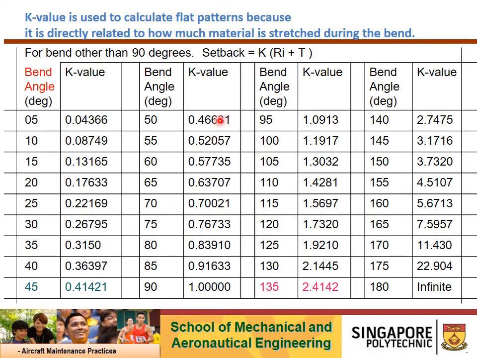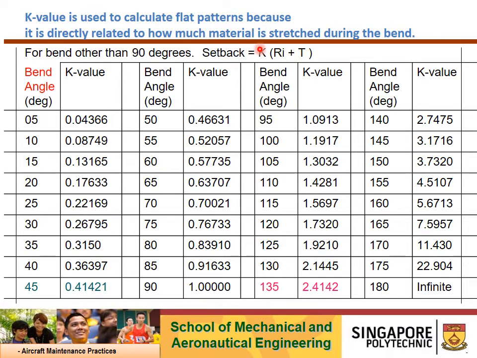So when we calculate the flat patterns on the sheet metal, one of the values that considers the spring back effect will be the K value. From here, we know that the setback is equal to K times the open bracket bend radius plus thickness. The K value is given in the table for various angles of bend required. In this case, if you want to bend a 45-degree angle, your K value will be 0.41421. So substitute in this formula: K itself is 0.41421 multiplied by the bend radius I identified and the material thickness. This will give you the setback.